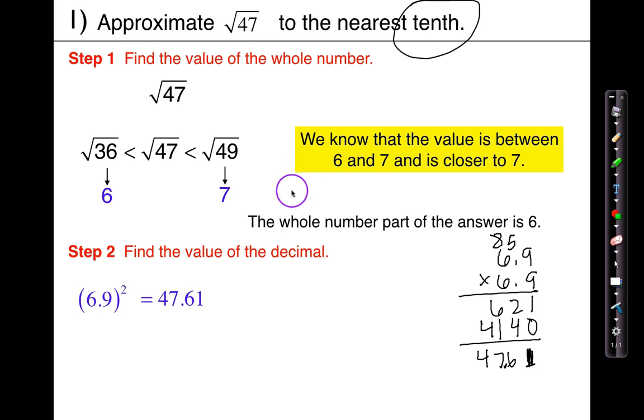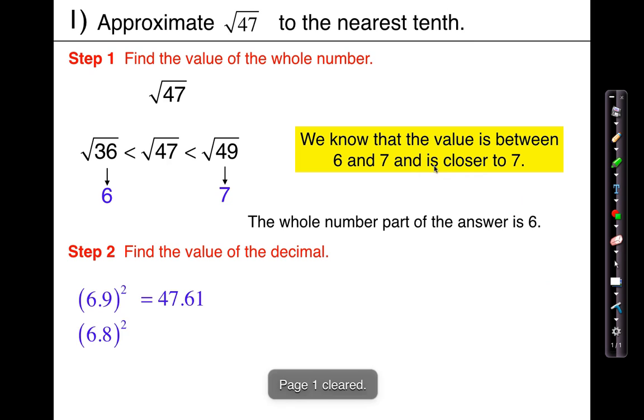But let's double check, because I'm not going to just have you try one number. I want you to at least try 2 to confirm your answer. This is over 47, so I'm going to go ahead and also try one below it, because maybe it could be closer. So let's try 6.8. So again, you're just going to square the number. I'm not going to show you. I'm just going to tell you right now that 6.8 squared is 46.24.